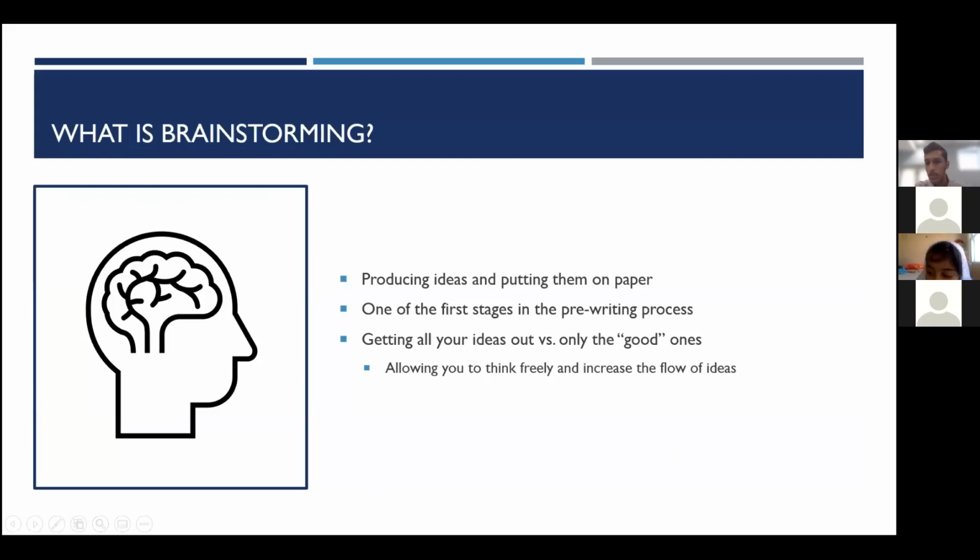The first question we're going to ask is, what is brainstorming? Brainstorming very simply means coming up with ideas and then transferring those ideas from your brain into a format that you can read and other people can read. Brainstorming is one of the first stages in the pre-writing process, which is before you start writing, there are some steps you're going to take in order to understand your topic better. The first thing you should do is make sure you understand what the essay prompt or your question is, right?